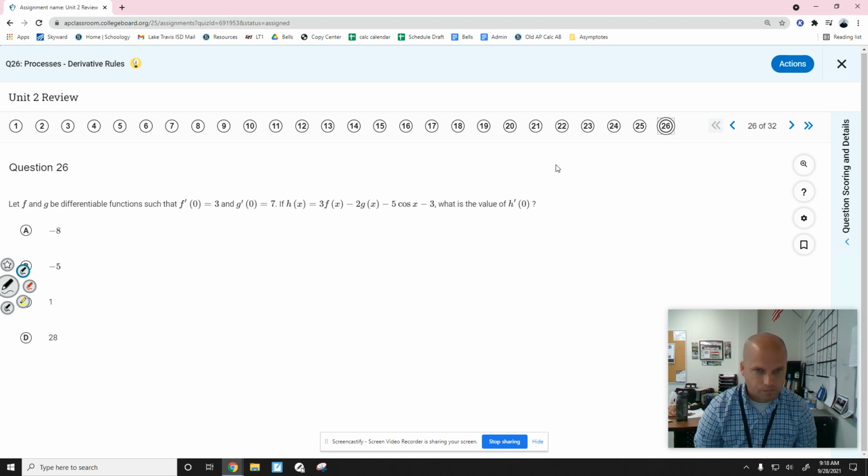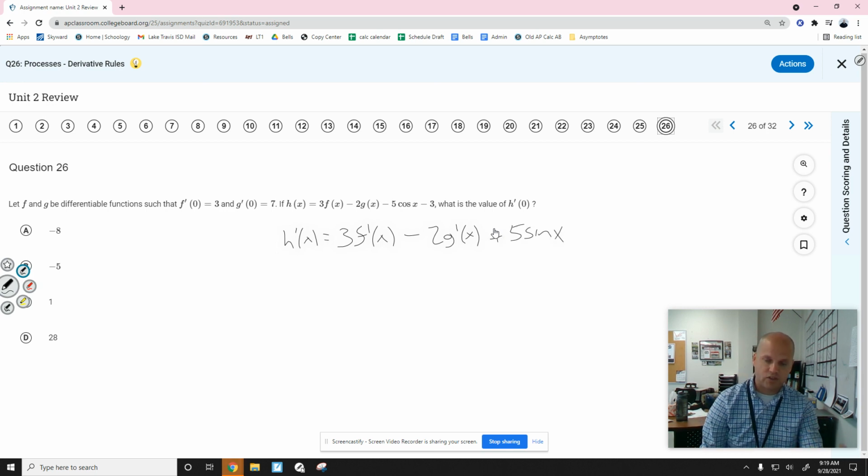Home stretch. h of x is 3f of x minus 2g of x minus 5 cos x minus 3. What's h prime of 0? Okay, what's the derivative here? 3f of x, I don't need the product rule because it's a constant times a function. The derivative of 3f is just 3f prime. The derivative of 2g of x is 2g prime. Notation matters. The derivative of negative 5 cos would be positive 5 sine. The derivative of cosine is negative sine. The derivative of negative cosine would be positive sine. The derivative of 3 is 0. I'm going to put 0 there just so you know. Don't forget the derivative of 3 is 0.